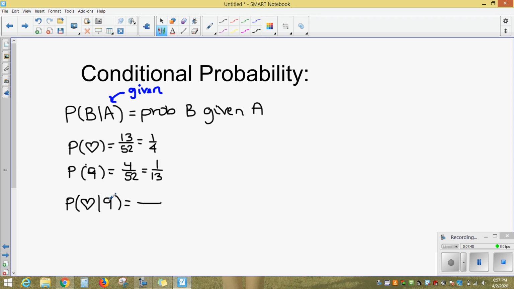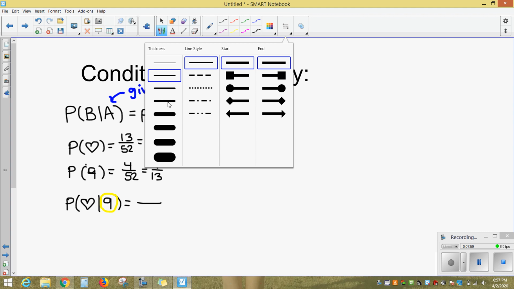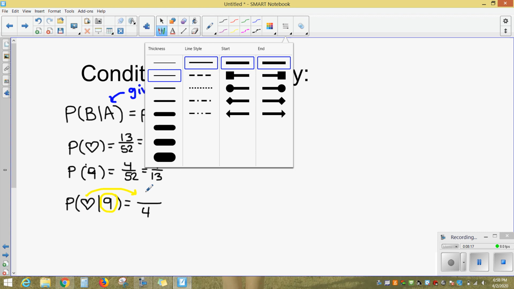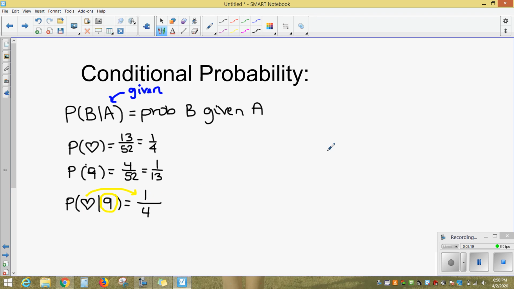If I'm told for sure that the card I'm holding, you said pick a card, any card, and I said, I'm holding a 9. If you know that I'm holding a 9 in my hand, you've narrowed it down to how many cards? There's 4 in the deck. Now, of those 4 9s in the deck, how many of them are hearts? That's equal to 1.